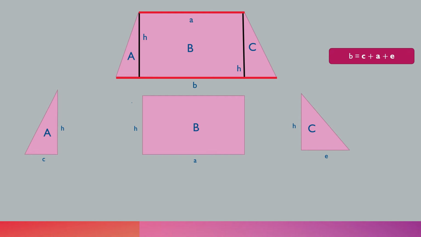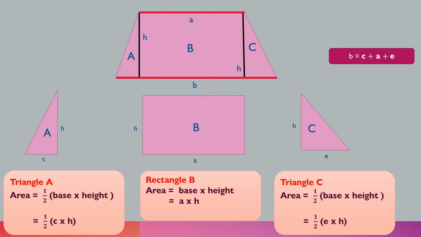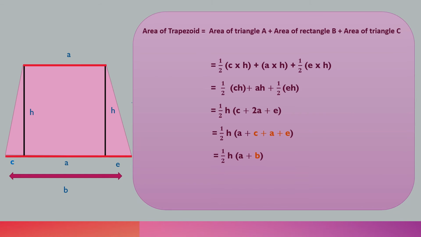So now if I use the formula of area of these three figures, we'll get the area of triangle A as 1/2 times C multiplied by H, the area of rectangle B as A multiplied by H, and area of triangle C as 1/2 times E multiplied by H. So now you know that you can calculate the area of the trapezoid by simply adding the areas of these three figures. So I'll add the area of triangle A, area of rectangle B, and area of triangle C to find the area of this whole trapezoid.